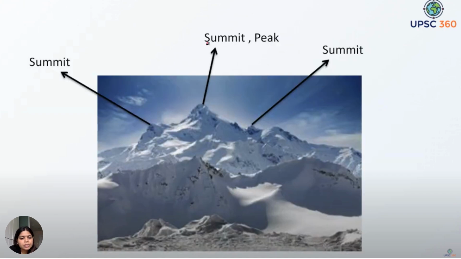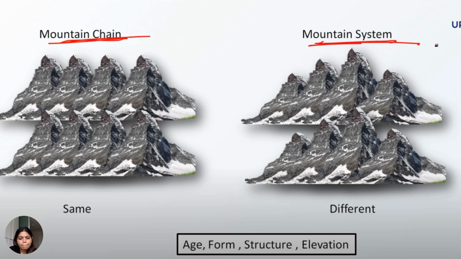Okay, and as you can see over here, what is a summit? Summit is the highest point of a mountain. Okay, and what is a peak? Peak is the highest point of the highest mountain. Again, you can see this is a mountain system and mountain chain.